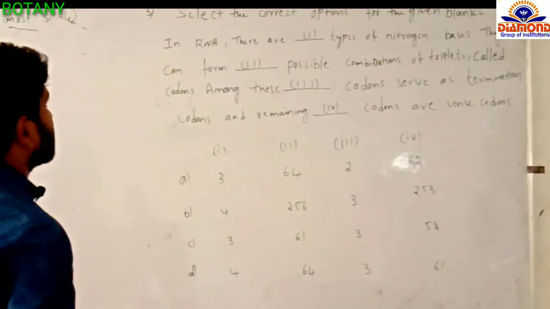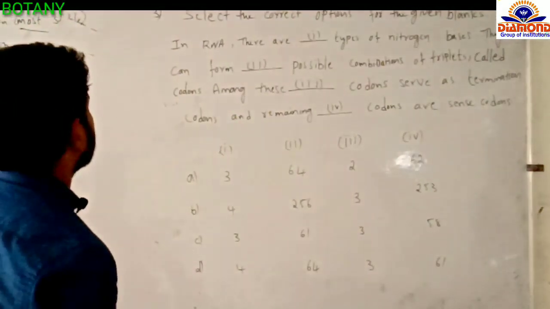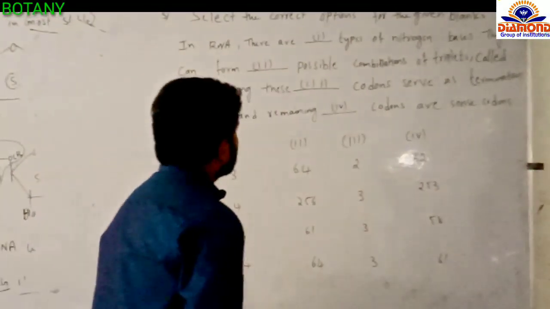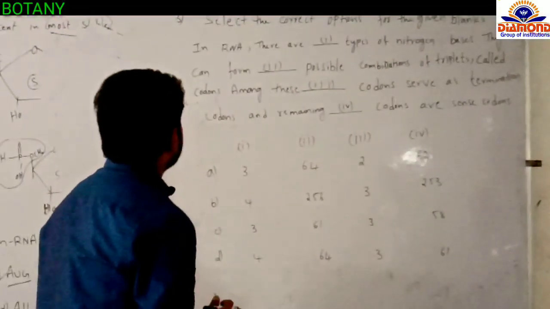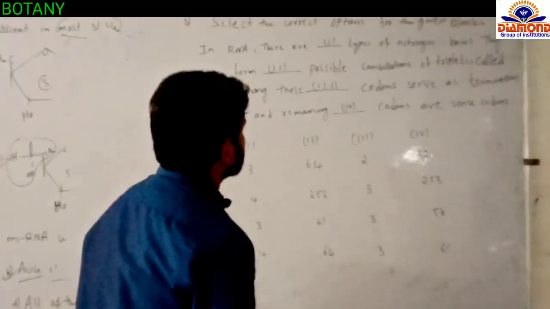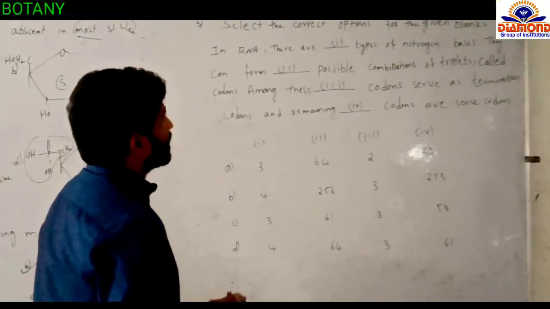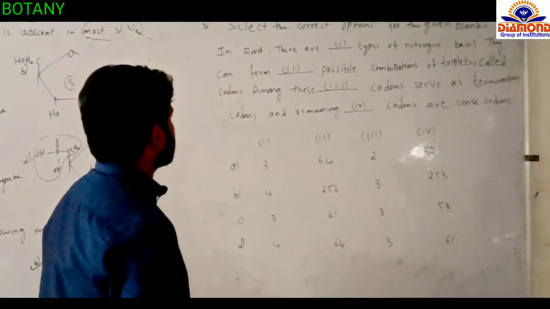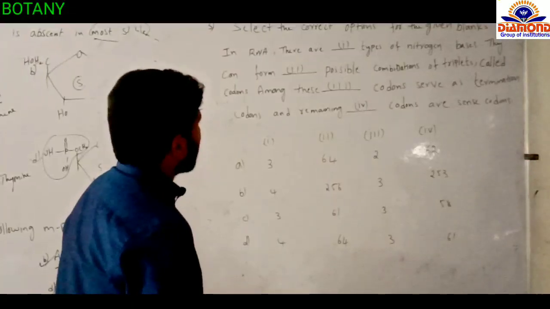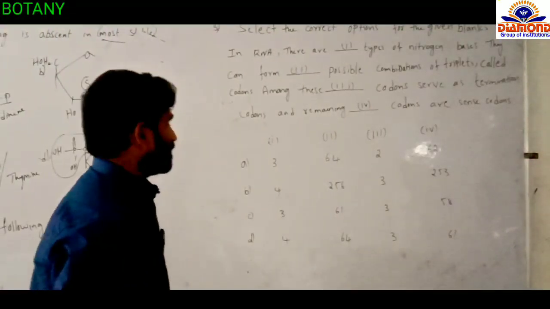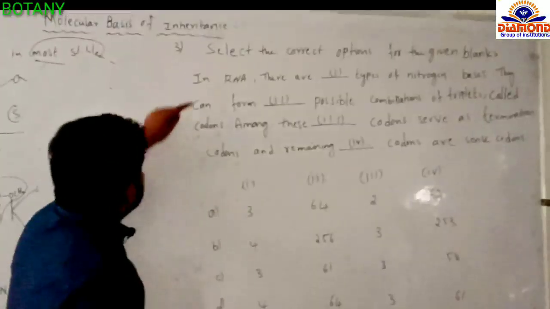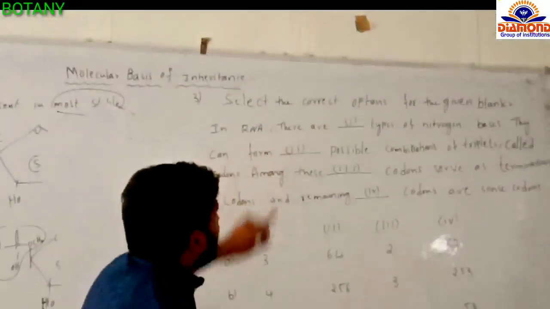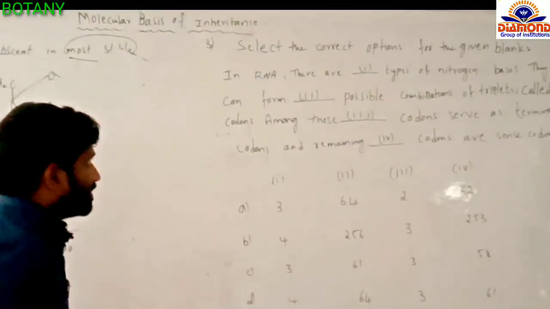Third one, select the correct options for the given blanks in RNA. There are dash types of nitrogen bases. They can form dash possible combinations of triplets called codons. Among these, dash codons serve as termination codons and the remaining dash codons are sense codons. The question is made based upon the NCERT lines only. See now, in RNA there are dash types of nitrogen bases.